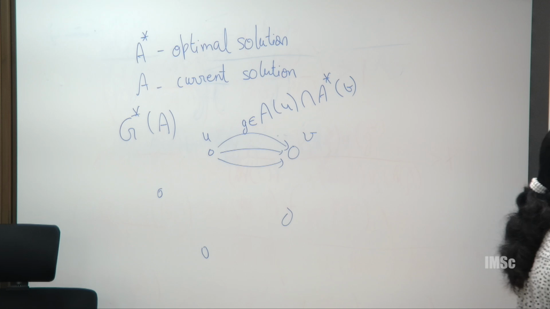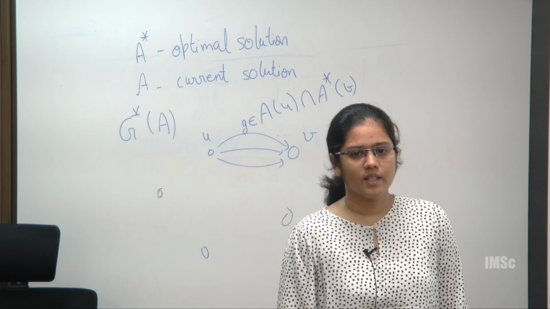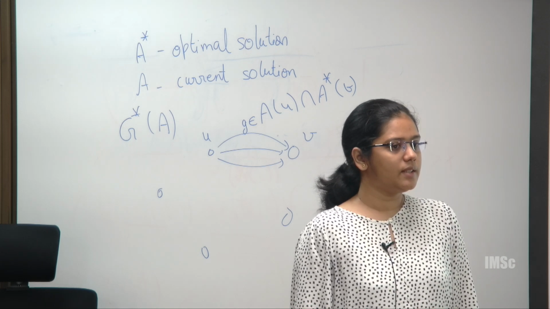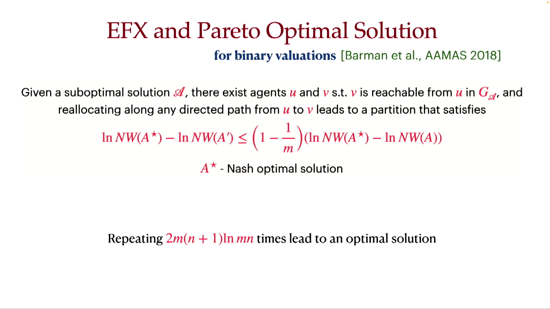Secondly, we can argue that in my collection there is a path, not every path, but there is a path on which if you reallocate, you will have this guarantee. And third thing is, such a path is there in my G prime A, the graph that I constructed. No, A prime is the allocation I obtain after reallocating, but I create a graph with respect to my current allocation.